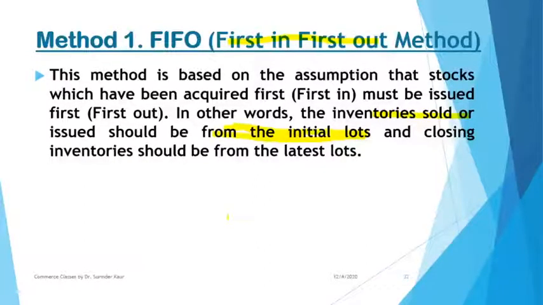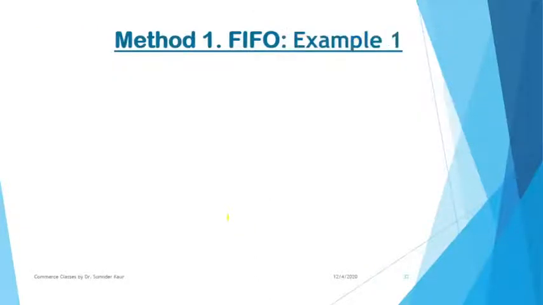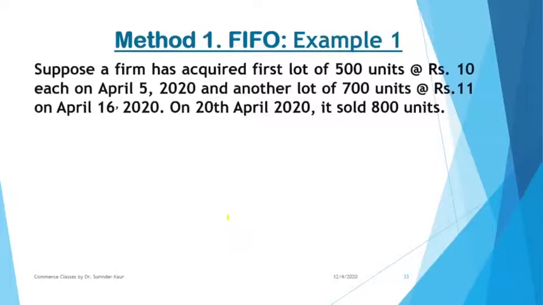So in a way, your closing stock is measured at current cost, and your stocks sold or issued are measured at the previous or old costs. Let us understand this with one example. Now you have 500 units at 10 rupees. This is what you purchased first. Okay. So you purchased these 500 units at 10 rupees. This is your first lot. Then you purchased another lot of 700 units. All right. That is at 11 rupees.